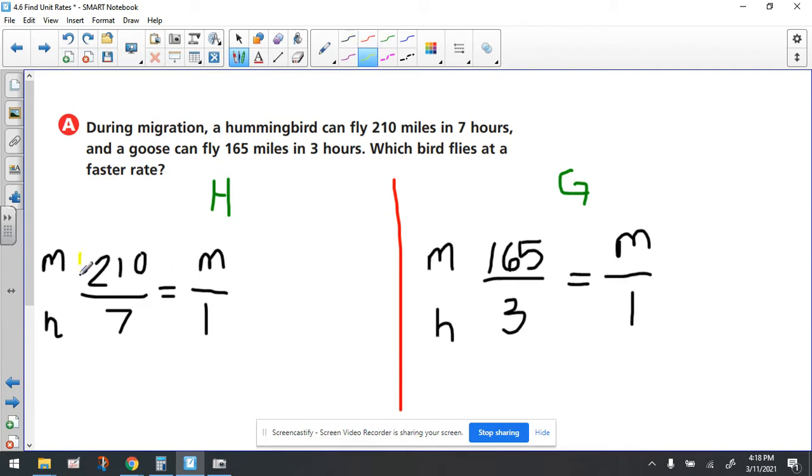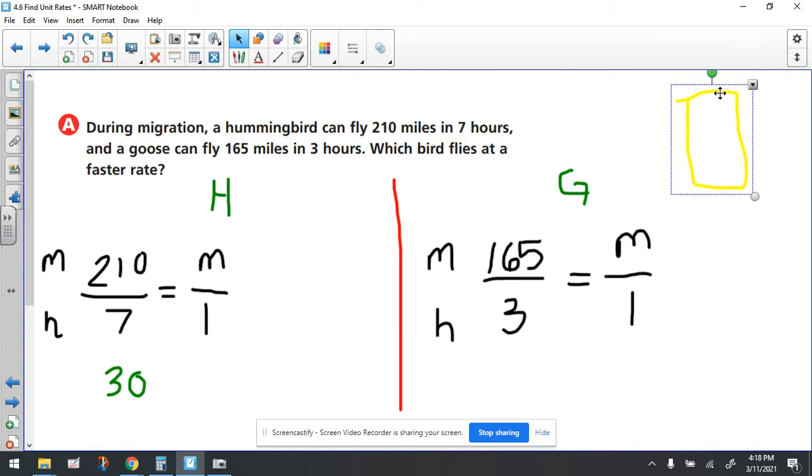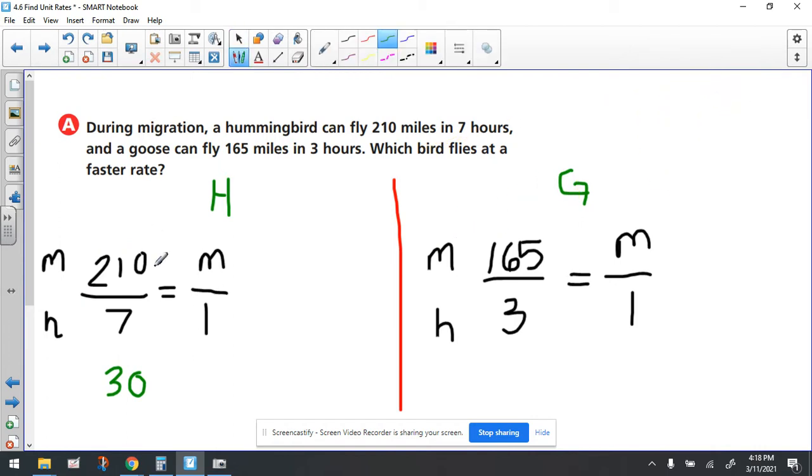So if we just do 21 divided by 7, that's going to give us 3, and then we just have to bring down this 0. So basically, what did we do? If we're going to go across, we can look at it this way. Let me move that yellow box out of the way. Actually, let's delete it so it's out of view. So what did we really do? We did this divided by 7, and we did this divided by 7. 7 divided by 7 is 1. This divided by 7, we got 30. So it goes 30 miles per 1 hour.